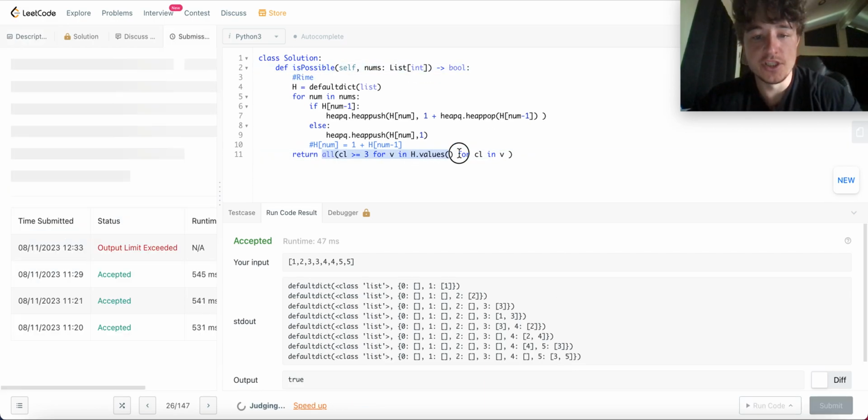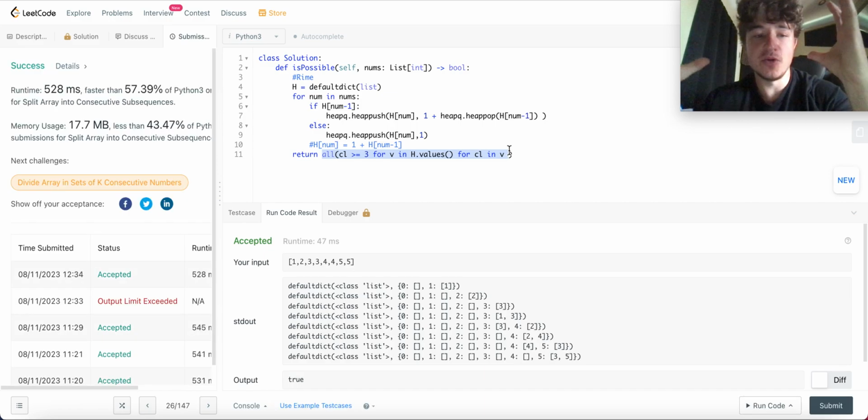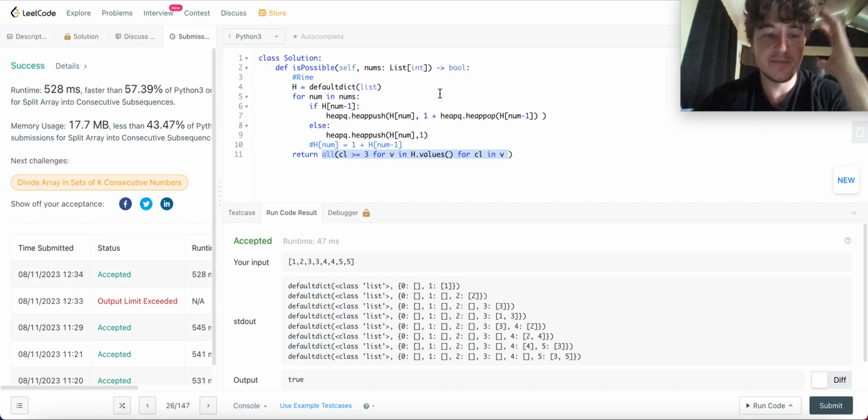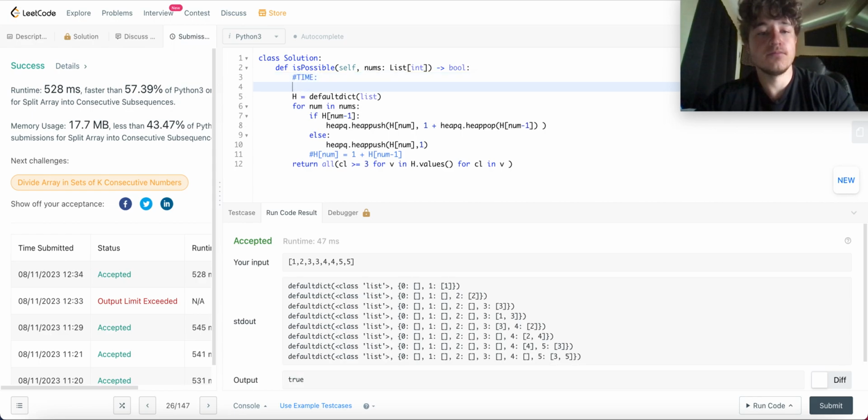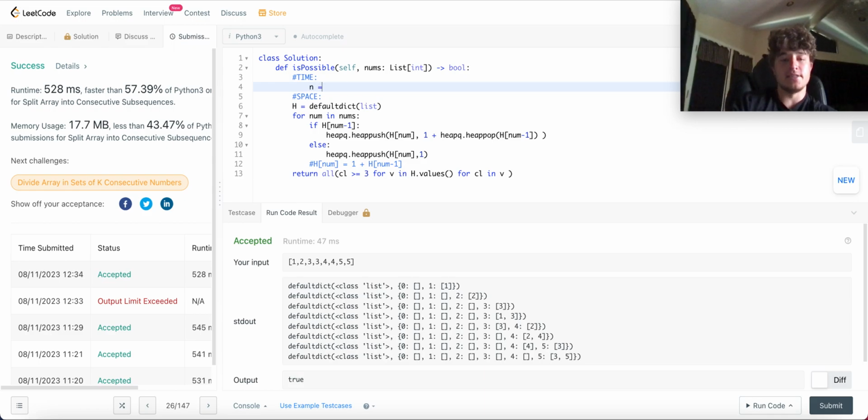Right, and basically what this is doing here is I'm saying all the subsequences I find, they have to be greater than or equal to 3. Okay, so time and space. Tricky. So let's say n is the length of nums.